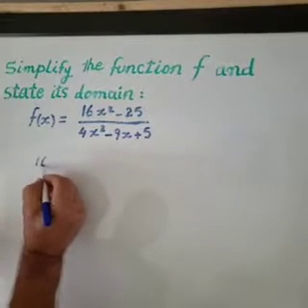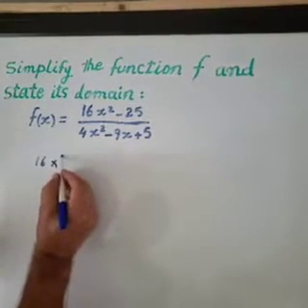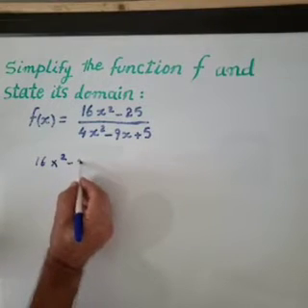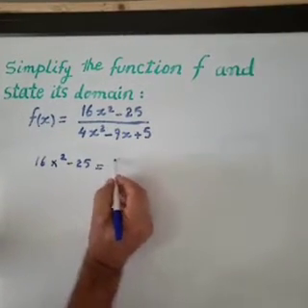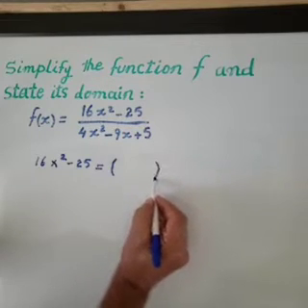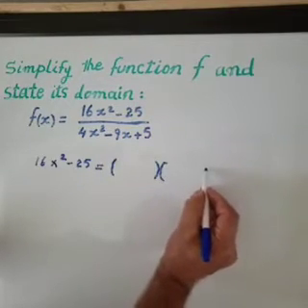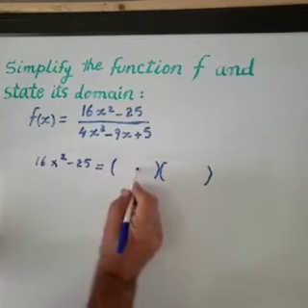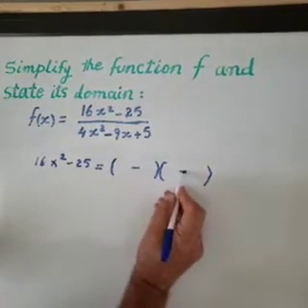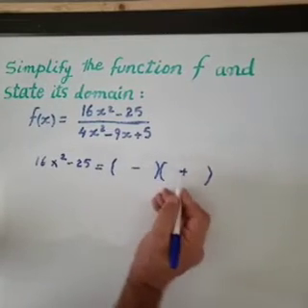16x squared minus 25 will be factorized by opening two brackets here multiplied by another two brackets, and the sign can be put here negative and here positive, or here positive and here negative.